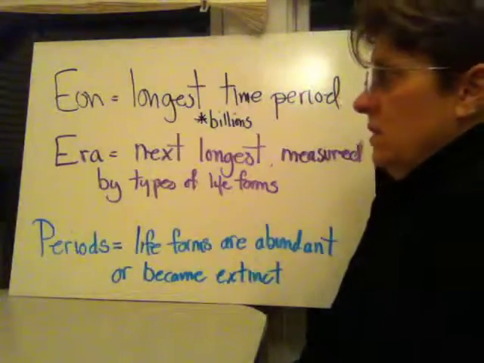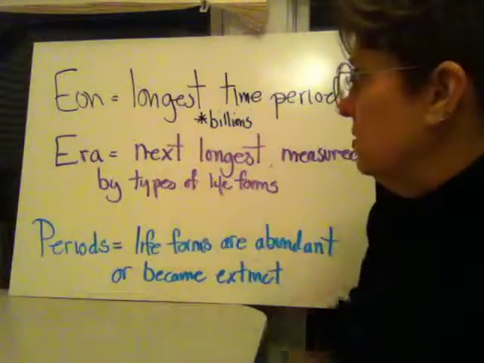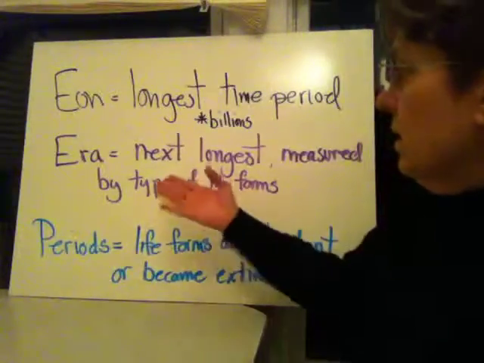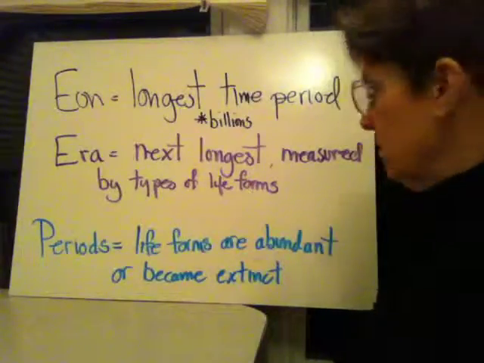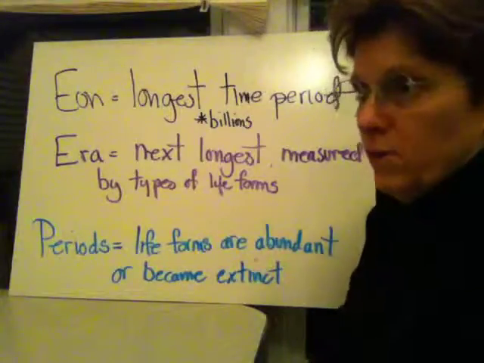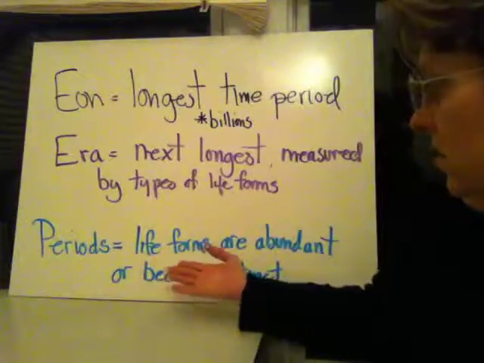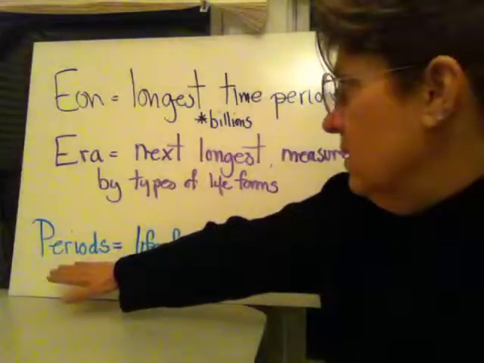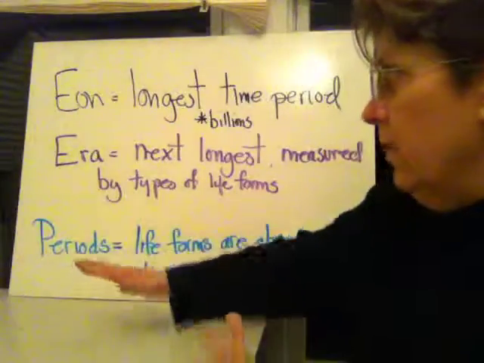Geologic time is marked in eons, eras, and periods. Eons are the longest time period, and when we look at an eon, we're talking about billions of years, a time frame of billions of years. An era is the next longest, and eras are measured by fossils. So they're measured by types of life forms, and typically most of the life forms that are studied are fossilized life forms. Periods are life forms that became abundant or simply became extinct. This is the next time frame, which is a smaller time frame than an era.